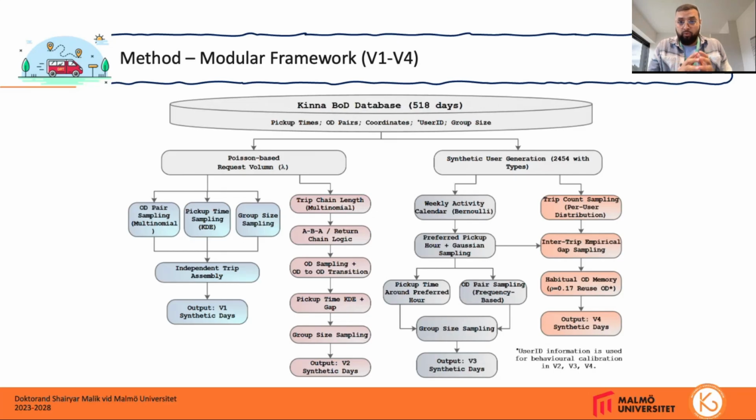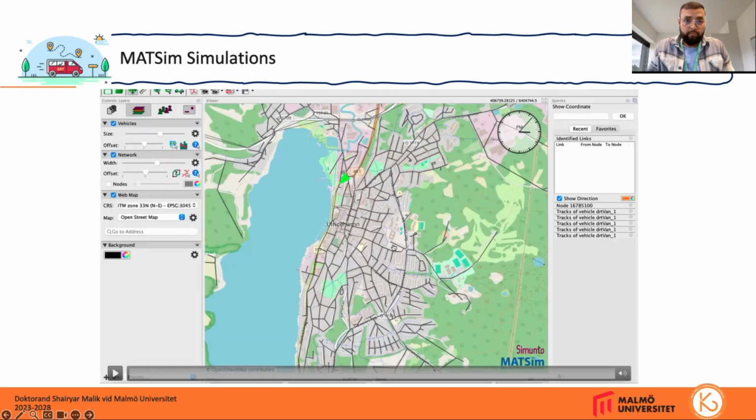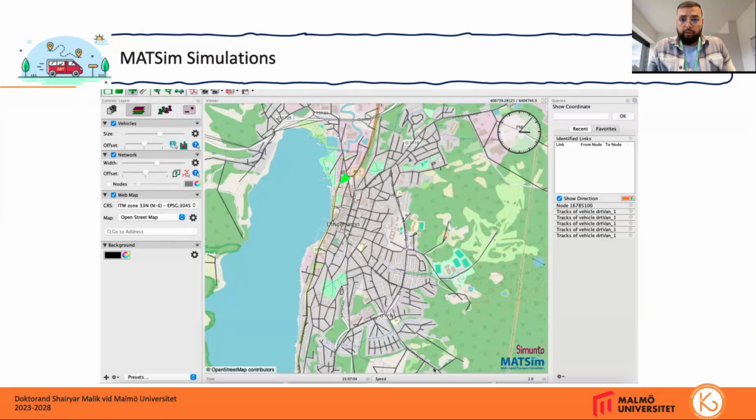And these four models, V1 to V4, give us a structured way to measure how behavioral components influence the realism of simulated system performance. Now I will show you how these synthetic demands are used inside our simulation environment. Let's have a look. What we have used is open source MATSim to simulate the empirical data and synthetic models data to get the key performance indicators for their comparison.